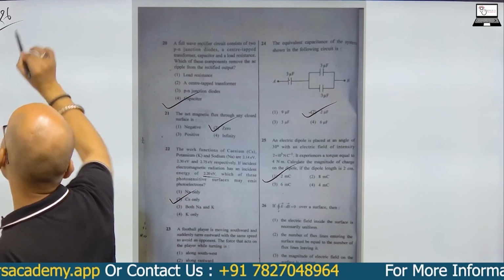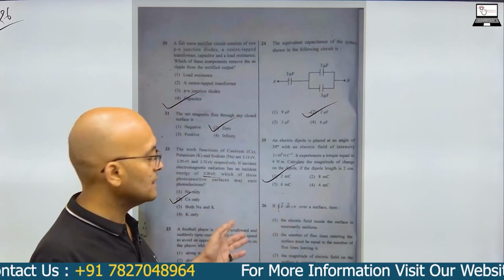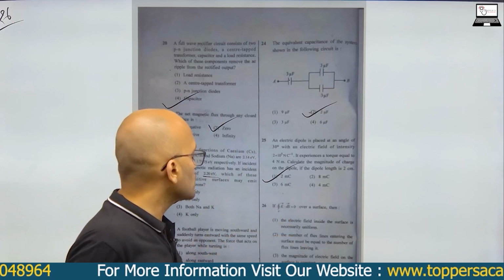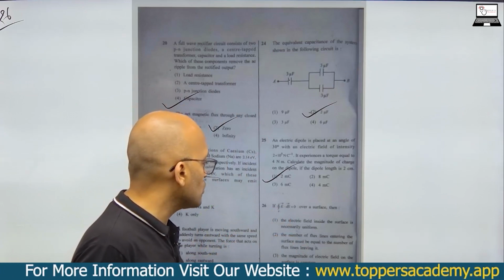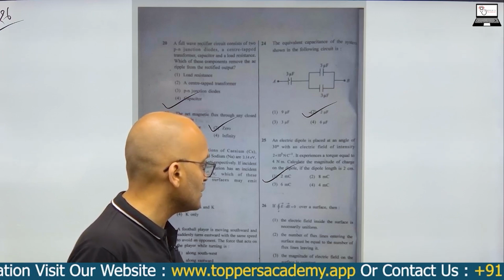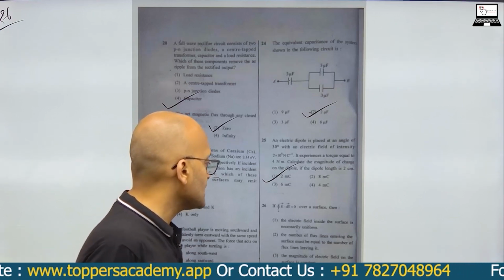Question number 26. Gauss law in electrostatics. If the closed integral of E dot ds is equal to 0 over a surface, then the electric field inside the surface is necessarily uniform. The flux line entering C.